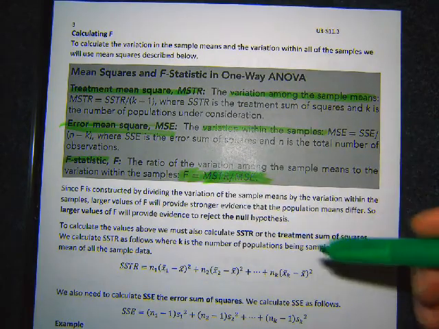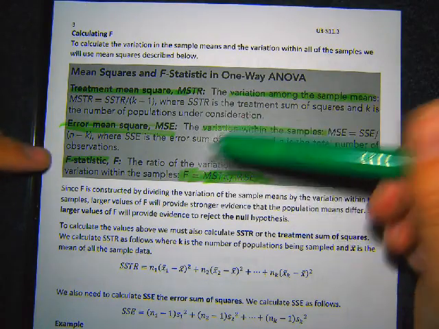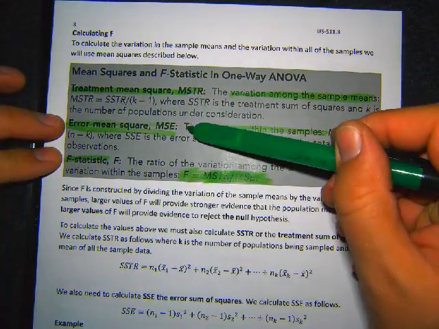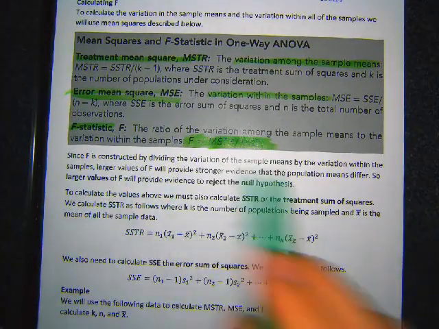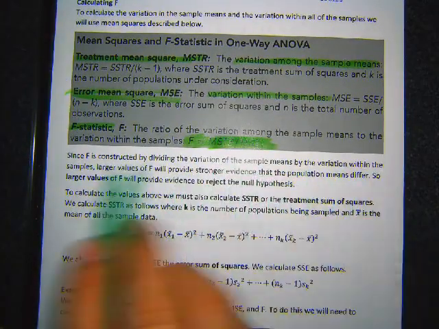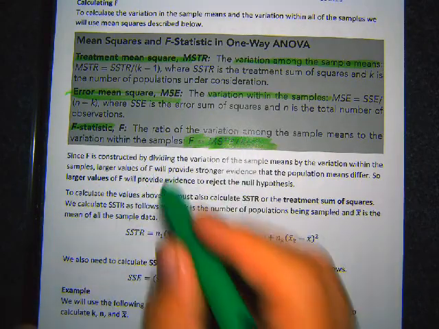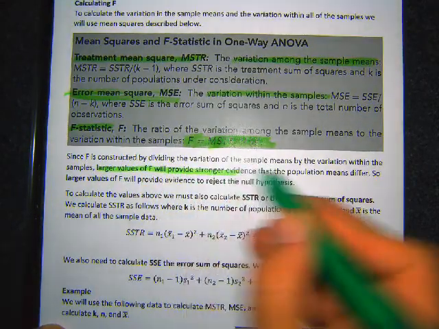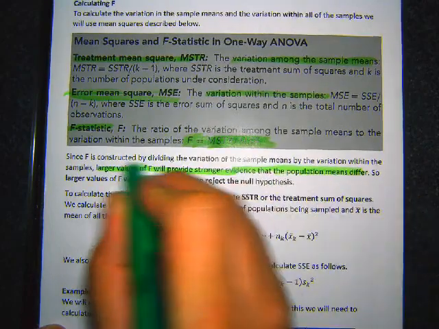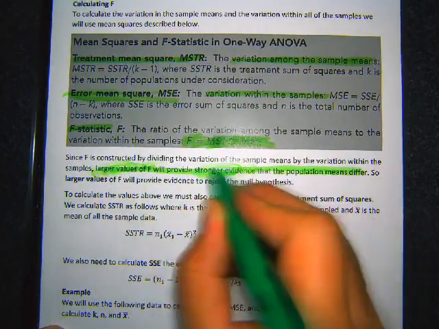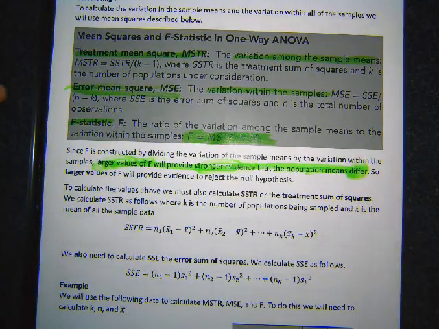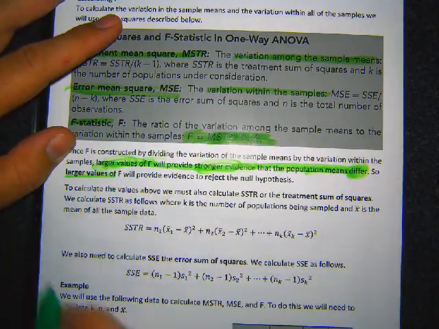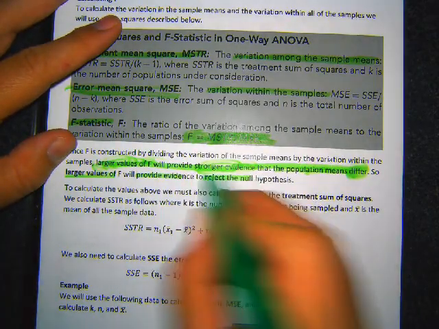We're not going to calculate any of these by hand, but something important to know is that the F statistic is the ratio of these two values, which we get by doing lots of calculations. F is constructed by dividing variation of the sample means by the variation within samples. The larger F values provide stronger evidence that the populations are different. So a larger F is stronger evidence that the means differ. It's the same as what we've seen in the chi-squared stuff. It's always going to be a right-tailed test. So we're looking for larger values of F because that provides evidence to reject the null hypothesis.